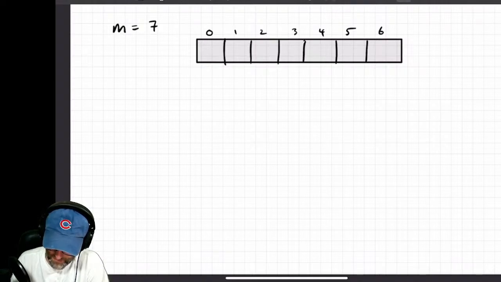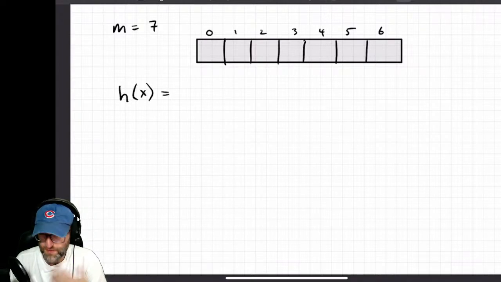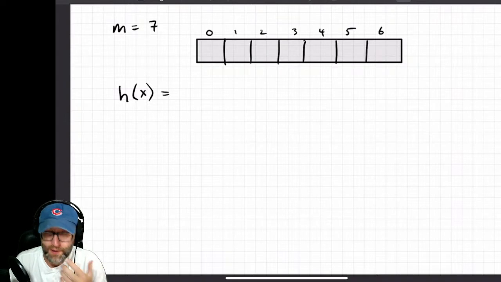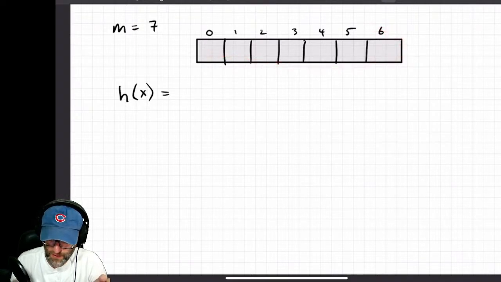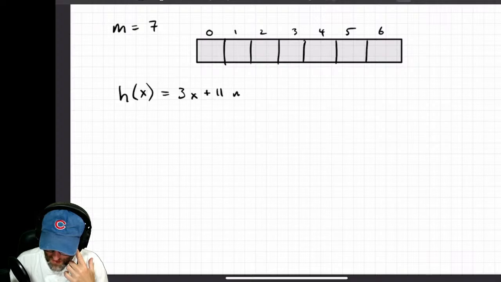There we go. And what about my hash function? Hash of x, it doesn't really matter. You can have a linear hash function, you can have a quadratic hash function, whatever, as long as you're modding out by 7 so that when you get the remainder, it's one of these 6 values right here. So I'm going to pick another prime here, 3x plus 11, and then mod m, in this case 7.